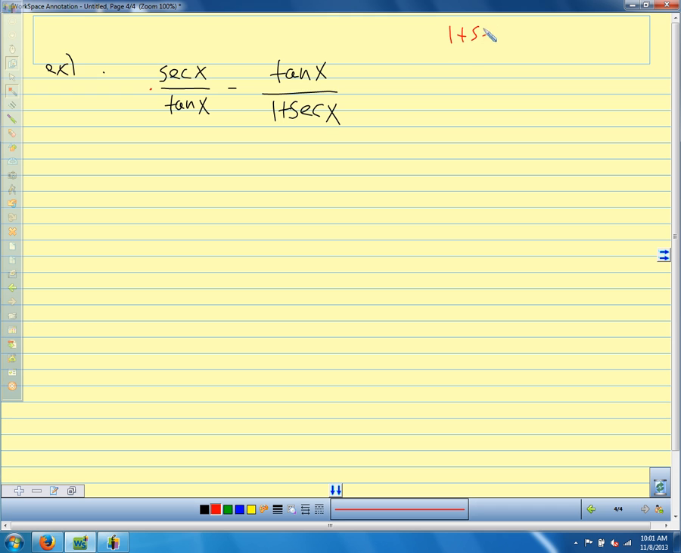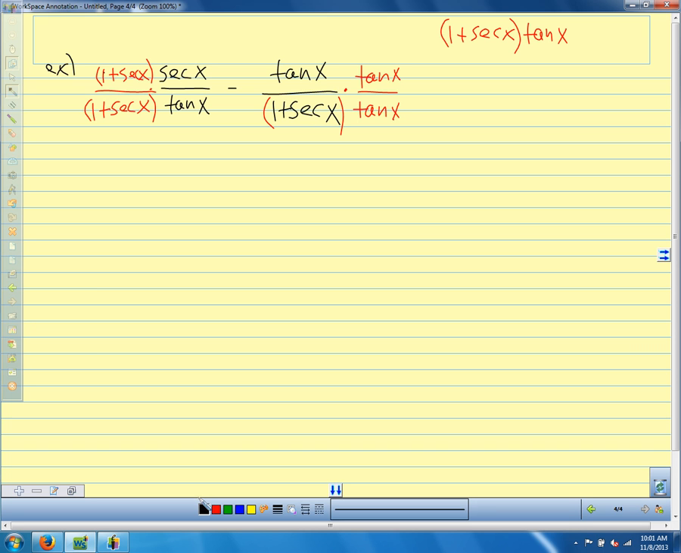1 plus secant x times tangent x. These two things multiplied together. So I need to multiply this side by secant x over 1 plus secant x. And I need to multiply this side by tangent x over tangent x. And I'm going to do this to remind myself to distribute properly. All right.